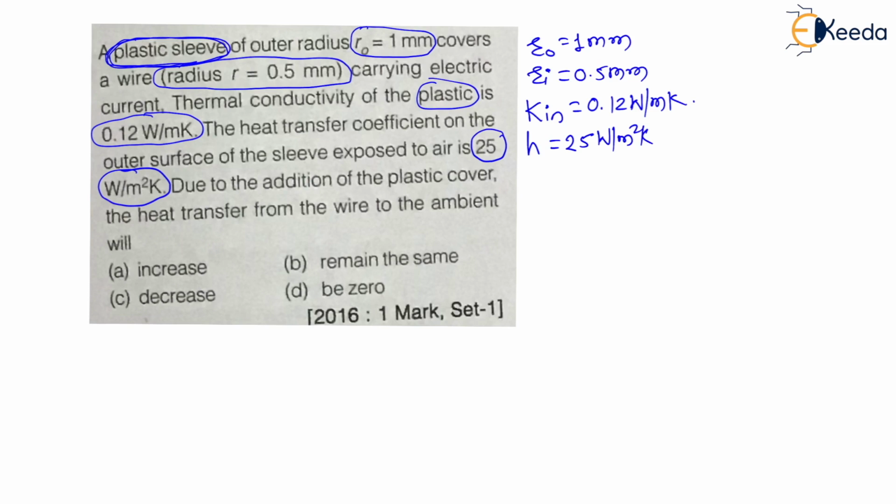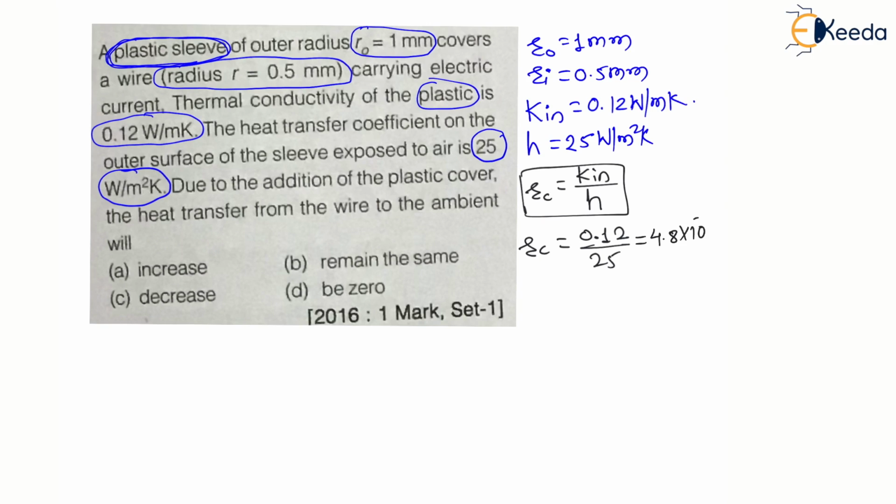And my dear students, the critical radius of insulation for the cylinder is nothing but, we have derived this formula, which is nothing but thermal conductivity of insulation divided by H with insulation, convective heat transfer coefficient with insulation, right? This is the formula. Therefore here critical radius of insulation will be equal to thermal conductivity of insulation 0.12 divided by heat transfer coefficient 25. So if I solve this equation, I will get the answer as 4.8 into 10 to the power minus 3.